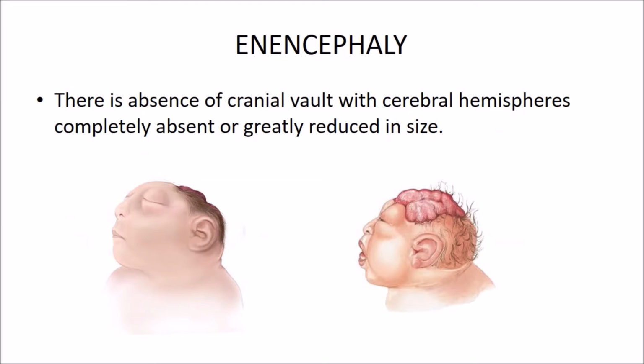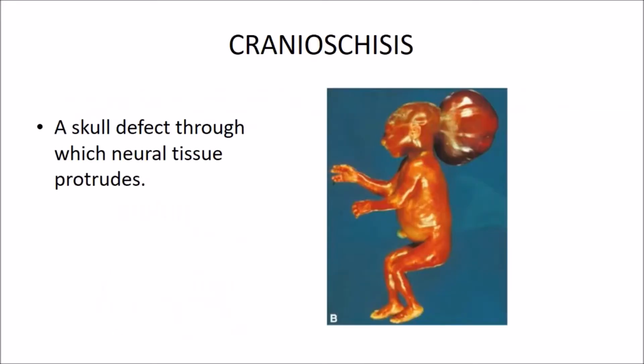In anencephaly, there will be absence of the cranial vault, and most of the cerebral hemispheres will either be reduced in size or completely absent in these children. Then in cranioschisis, there will be a defect in the skull through which the neural tissue will protrude out, and these children are generally incompatible with life.